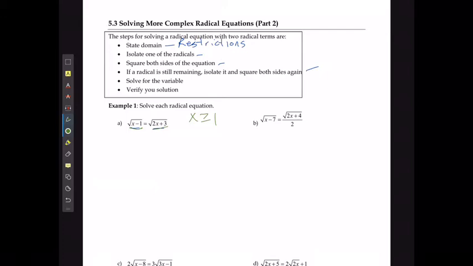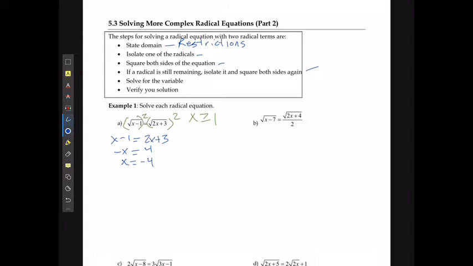Alright, now I'm going to follow my second step, and I'm going to square both sides. I don't need to isolate because they're both already isolated. When I square the left-hand side, I'm going to wind up with x minus 1. And when I square the right-hand side, I wind up with 2x plus 3. If I want to move the x's to the left-hand side, I'm going to get negative x is equal to, when I move the 1 to the right side, positive 4, or x is going to equal negative 4.